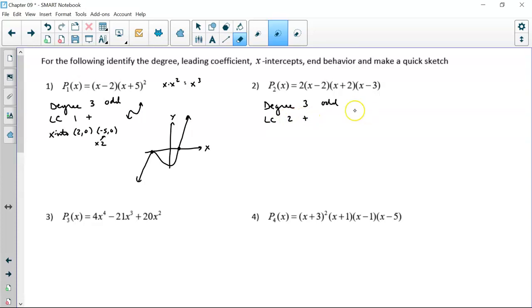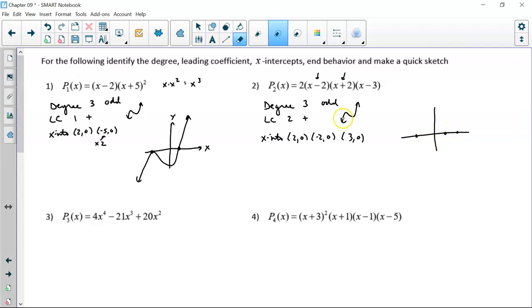So we know the sketch is going to look something like that. Now our x-intercepts are zeros. For the first one, x is 2, so 2, 0. For the second one, it's a negative 2, 0. And for the third one, it's a 3, 0. They're all odd multiplicity. So there's our negative 2, our 2, and our 3.